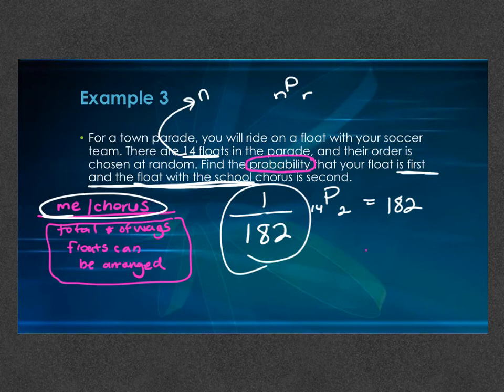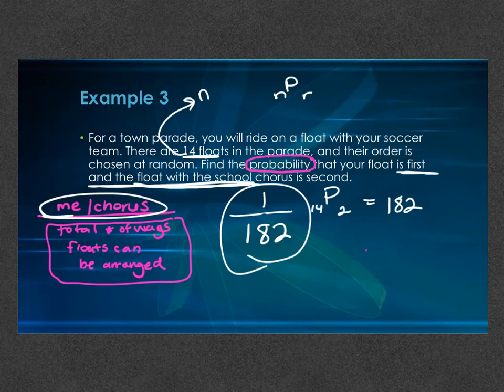If it says and, if for something to happen first and something to happen second and there's only one of each, then it's going to be 1 out of whatever the total number of ways are. Does that make sense? But if it said something like you're running a race and you want to know the probability of you and your 2 best friends finishing in the top 3, but it doesn't matter if you're first, second, or third.